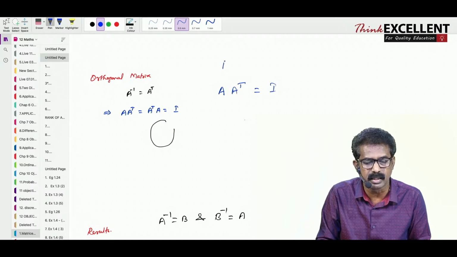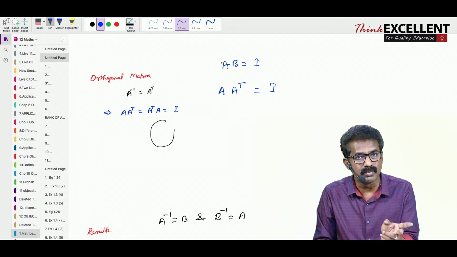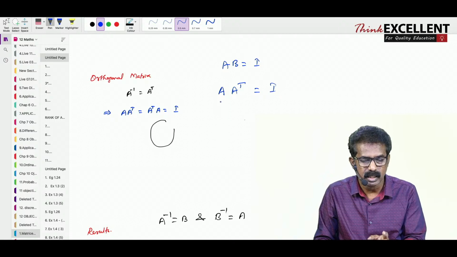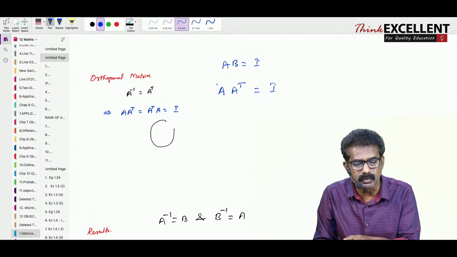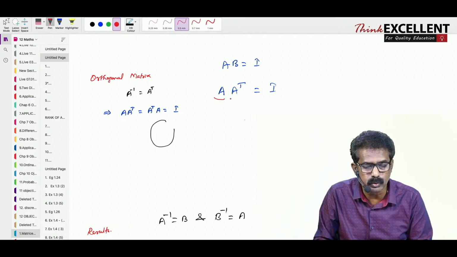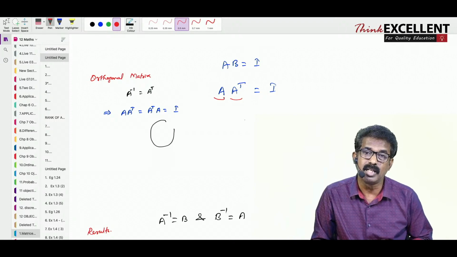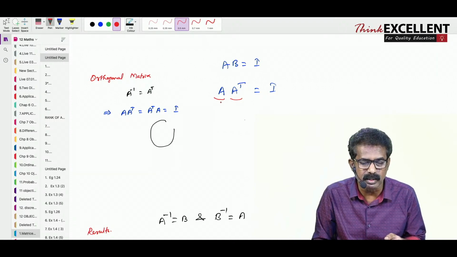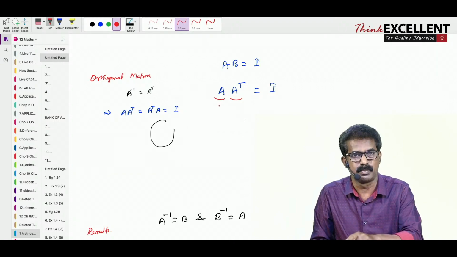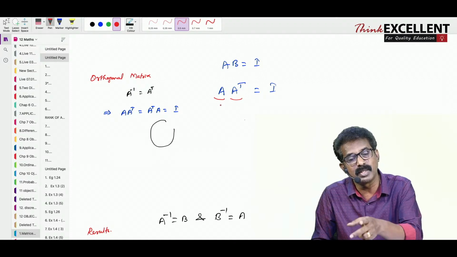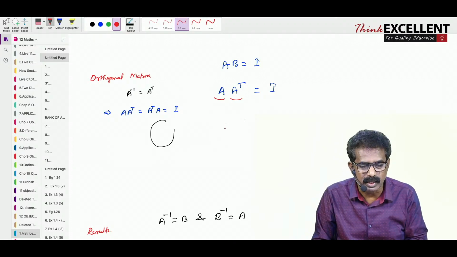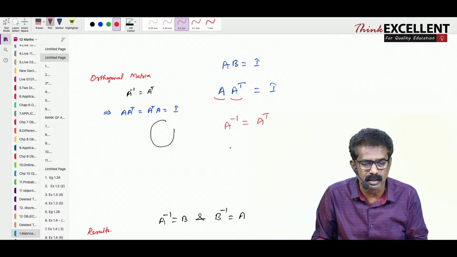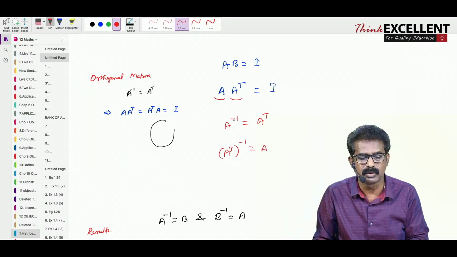Just now we studied, when AB equal to I comes, what do we say? One is the inverse of the other: A inverse is B or B inverse is A. Suppose A into A transpose is 1, what can you say, these two are inverse to each other. So what does that mean? A inverse is A transpose, or the inverse of A transpose is A. Okay, so we can state these two results.